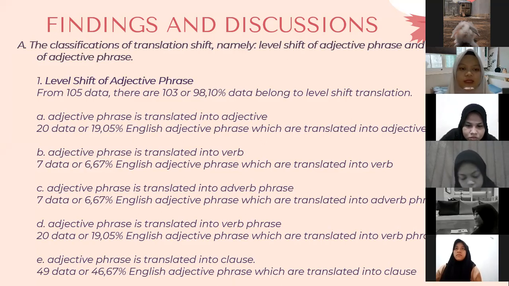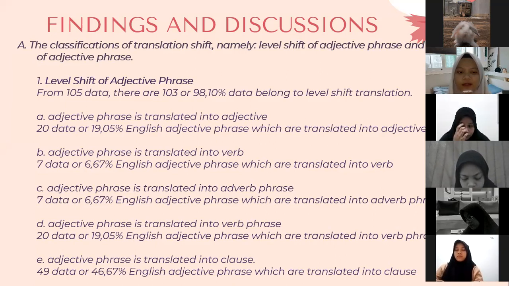The first is adjective phrase translated into adjective. There are 20 data or 19.5% English adjective phrases which are translated into adjective. The next is adjective phrase translated into verb. There are 7 data or 6.67% English adjective phrases which are translated into verb.